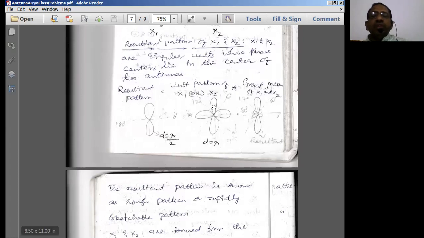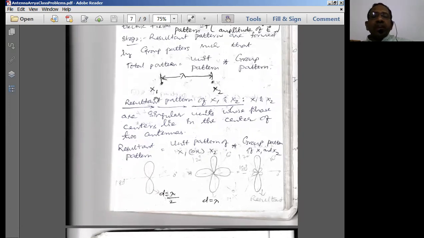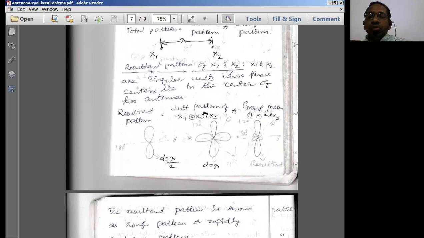All right. So here the unit pattern of either x1 or x2 is going to be the same. So it's going to be a broadside array radiation pattern for D is equal to lambda by 2, multiplied by the group pattern of x1 and x2. What is the group pattern of x1 and x2? X1 and x2 are antennas separated by distance lambda, and we have found the radiation pattern for 2 point sources separated by lambda to be the 4 radiation patterns that we got previously. Just now we have seen. So simply we are going to multiply these two.